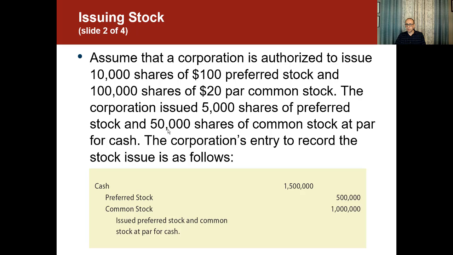And then for the common stock, we're going to credit that, and remember, preferred stock and common stock, these are equity accounts, and that's why they're on the credit side. So we take the 50,000, multiplied by $20, and that's going to be $1 million. So $1,500,000, these were issued in the market. We received cash, so we're going to debit cash for the total, which is $1.5 million.